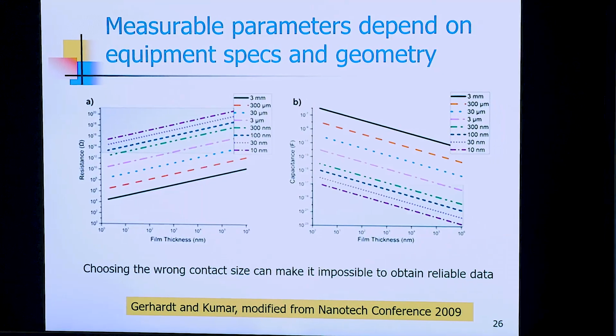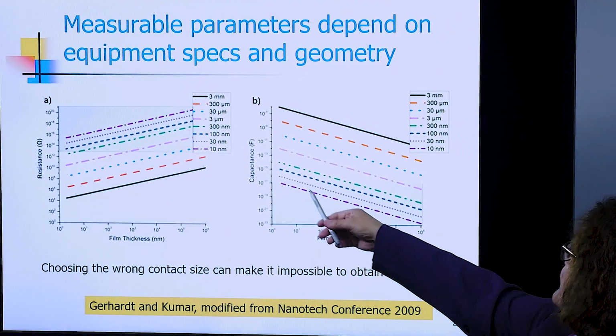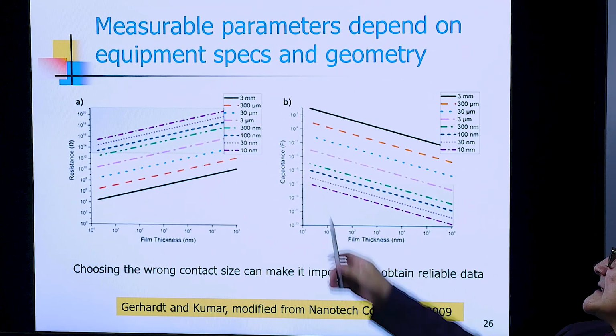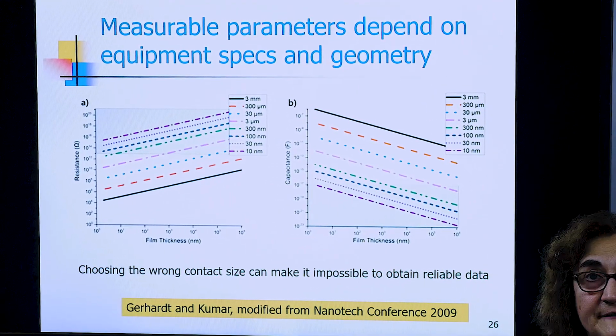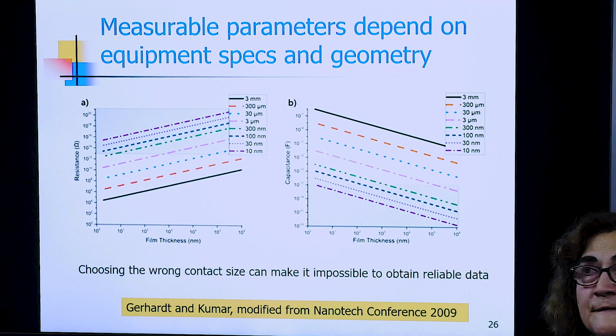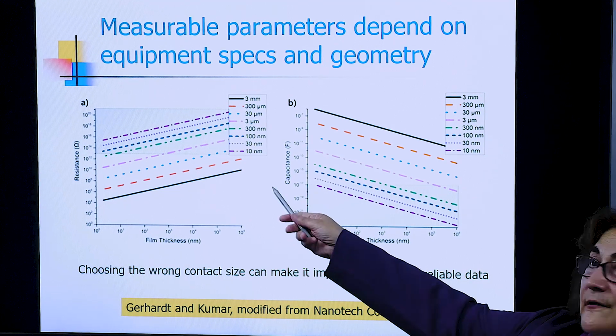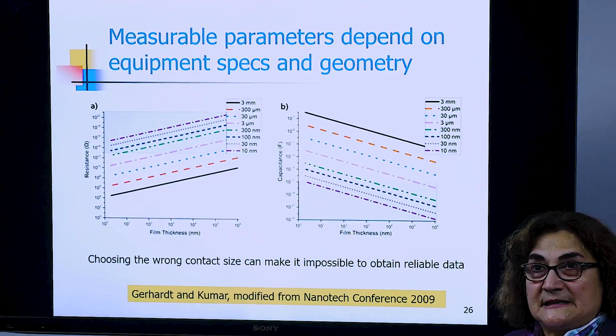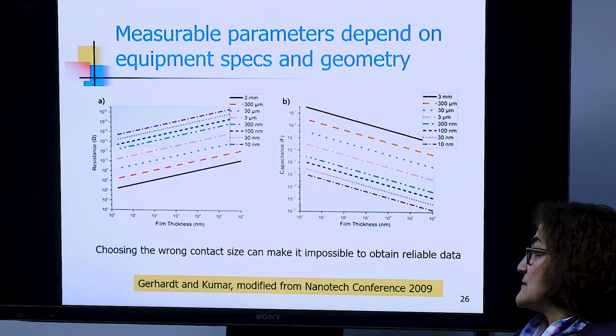Likewise, with capacitance, you have the opposite situation. Most systems will not be able to measure a capacitance smaller than 10 to the minus 17 farads. So if your setup requires either of these extremes, what you get is not going to be representative of what you are hoping to be measuring.